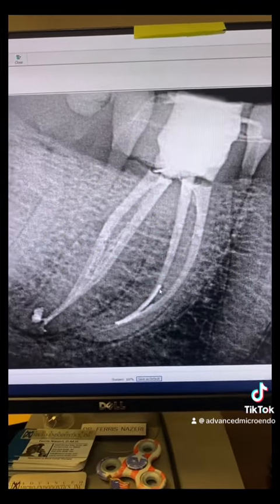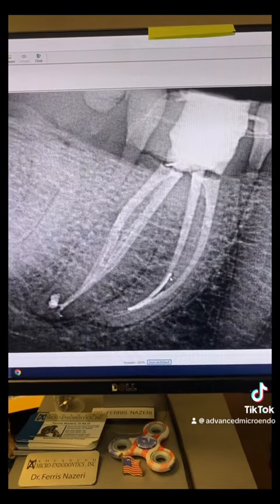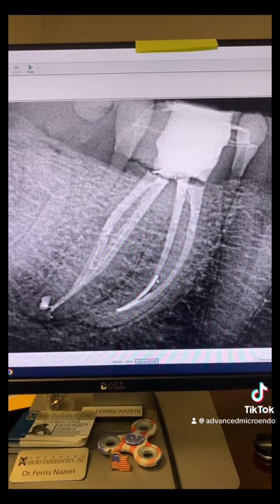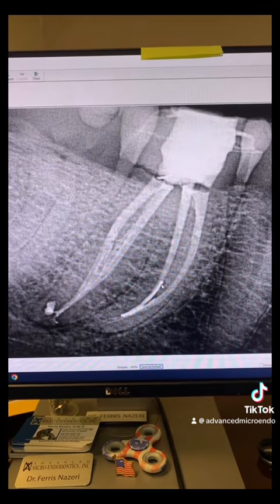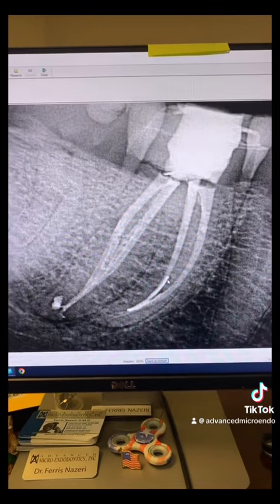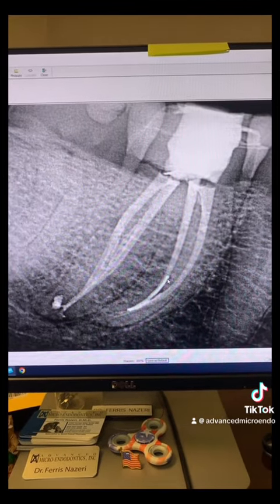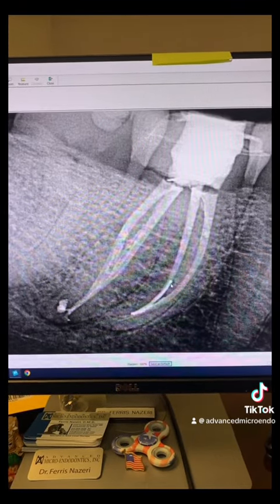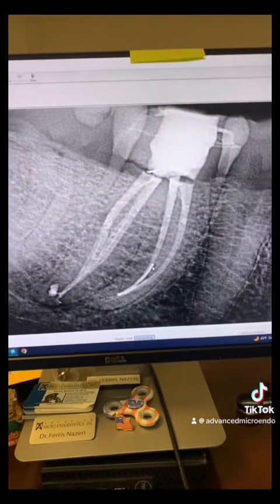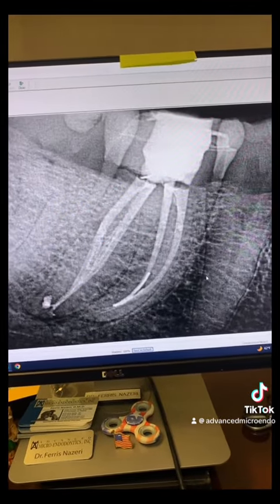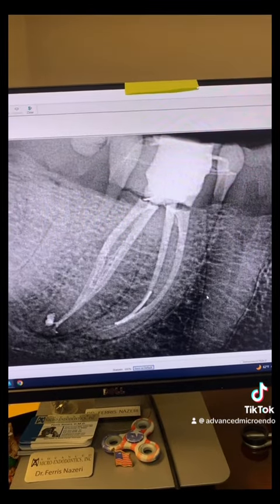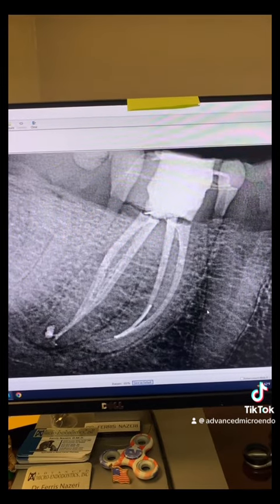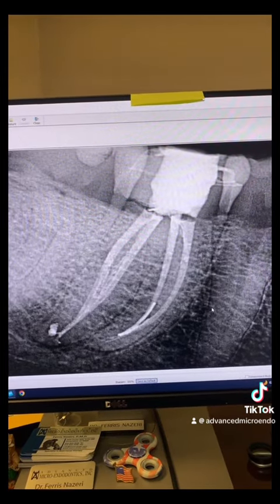But for example, let's say I do on average maybe 3,000 root canals a year, and I may break, I don't know, 3 files a year, 4 files a year. So out of the 3,000 root canals that I do, maybe in 4 teeth I could be breaking a file. That's a pretty high success rate.